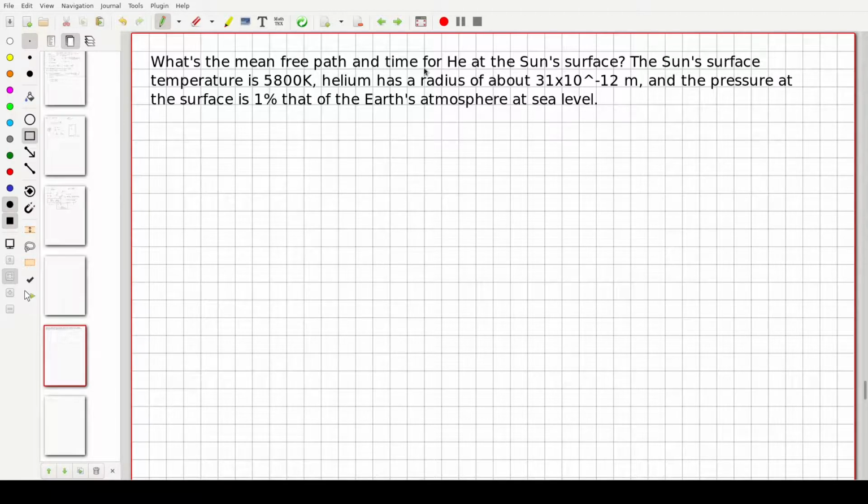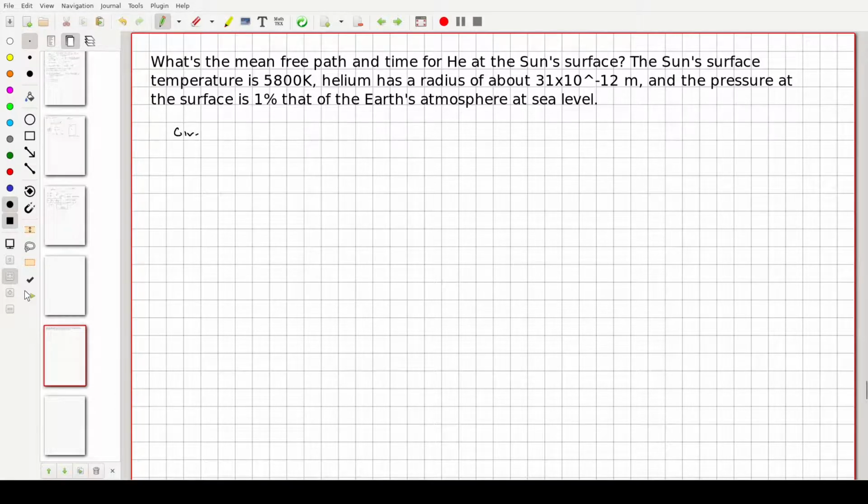what's the mean free path and time for helium at the sun's surface? The sun's surface temperature is 5,800 Kelvin. Helium has a radius of about 31 times 10 to the minus 12 meters. That's about 31 picometers. And the pressure at the surface is 1% that of the Earth's atmosphere at sea level.